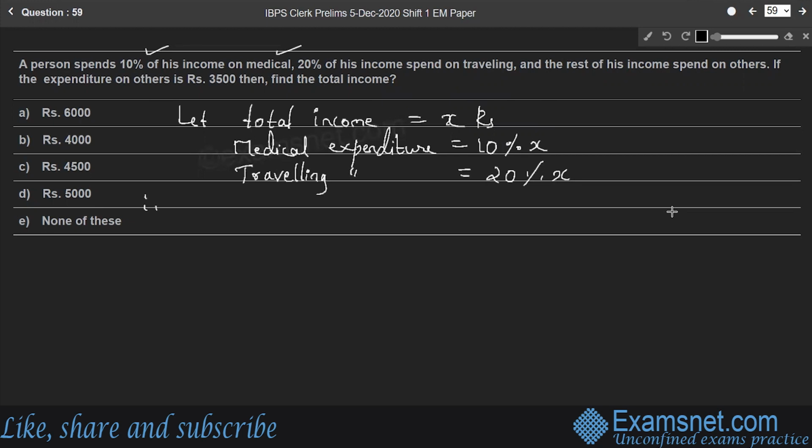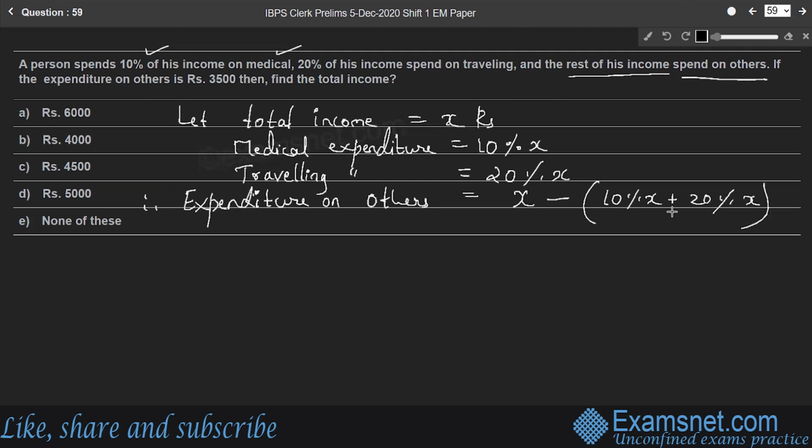Therefore, remaining expenditure, the rest of his income, is spent on others. Therefore, expenditure on others will be his total income minus total expenditures, that is 10% of X plus 20% of X, right? It is income minus expenditure, right?